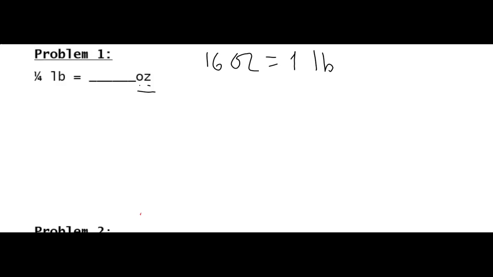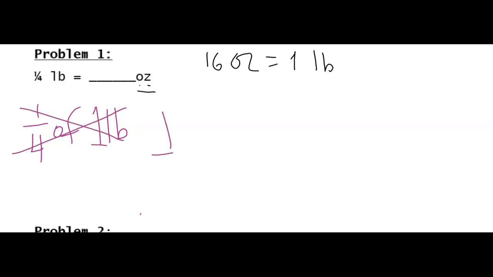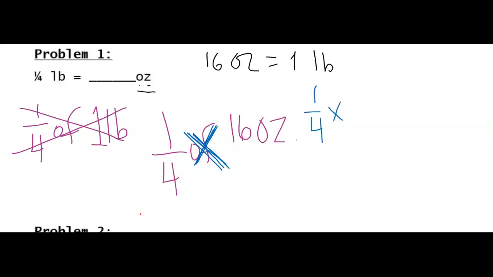1/4 of a pound. The first thing I'm going to do is change my units to say ounces instead of pounds. So I'm going to look for not 1/4 of 1 pound, but 1/4 of 16 ounces. Now you might remember that I've told you in the past that in math the word of means to multiply. So we're going to replace the word of with a multiplication sign here. So what we're doing is 1/4 times 16.